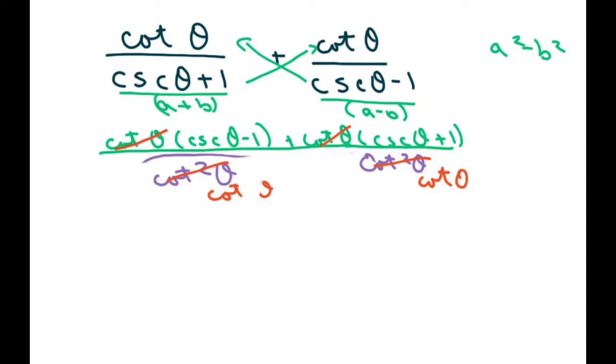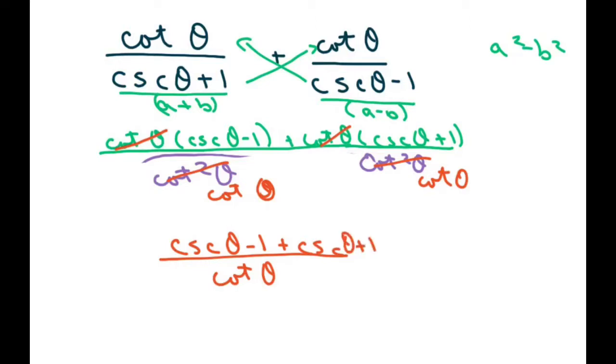So, now let's look at the numerator. So we have the same denominator, which is cotan of theta. And I'm going to write this out. We have cosecant of theta minus 1 plus cosecant of theta plus 1. And what happens is the ones cancel. And so we have 2 cosecant of theta over cotan of theta.